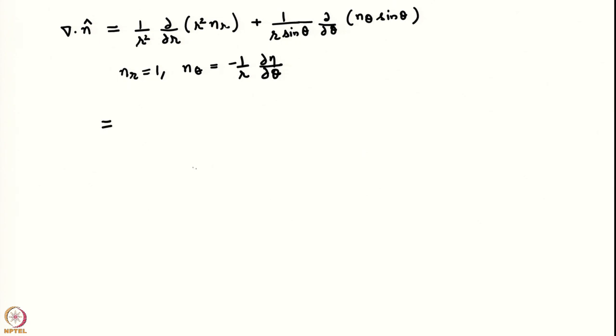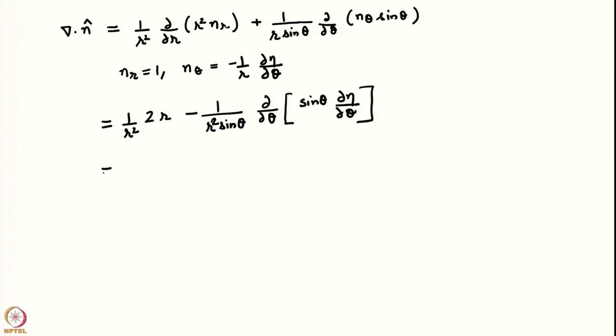If I substitute it in the expression above, then I obtain 1 by r square del by del r of r square, because n r is 1. So that will just give me a 2r, and then I will have minus, because the expression for n theta contains a minus sign. So I pull that out outside and I write this as minus 1 by r sin theta. The expression for n theta contains a 1 by r, I can pull that r outside and make this r square, and then I am left with del by del theta of sin theta del eta by del theta. So this can be simplified to 2 by r minus 1 by r square cot theta, I am carrying out the derivative inside, and so this just becomes cot theta into del eta by del theta minus 1 by r square del square eta by del theta square.